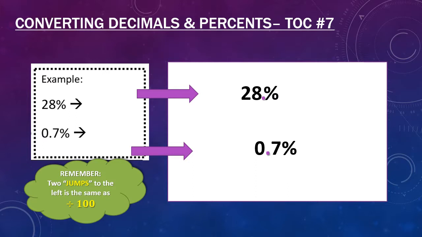Let's look at some examples. Okay, first example is 28%. First thing we're going to do, get rid of that percent sign. And then there's no decimal there, so I'm going to add it. Just like I added it here in the video, I put a little purple decimal point there.